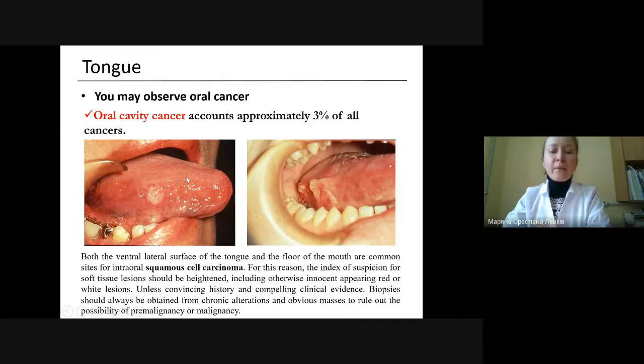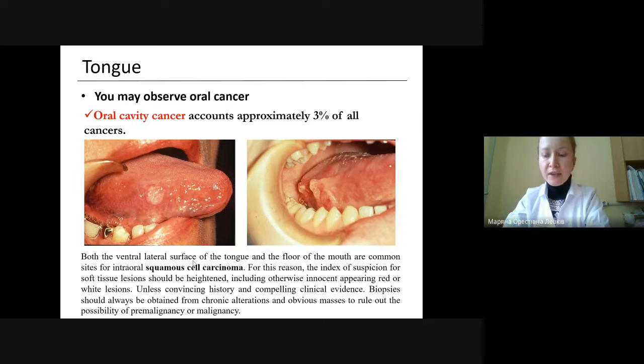Be aware of ulcerations on the lateral border of the tongue, because the lateral border of the tongue is a favorite place for development of oral cancer, and it accounts for approximately 3% of all cancers. Both the ventral lateral surface of the tongue and the floor of the mouth are common sites for intraoral squamous cell carcinoma, and this is considered to be the most aggressive type of oral cancer.